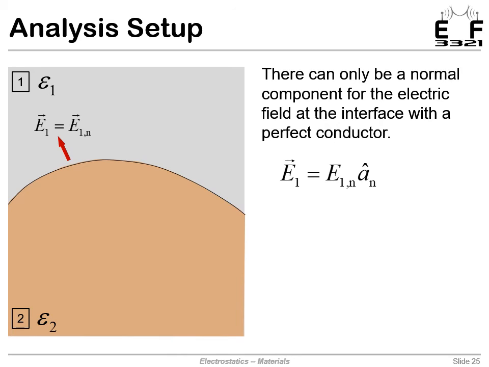So if the tangential component is 0, that means the electric field always at the interface with a metal is normal to that interface because there is no tangential component. So the electric field is allowed to have some value right up to the conductor, but right at the conductor, the angle is 0 degrees. It is perfectly normal.